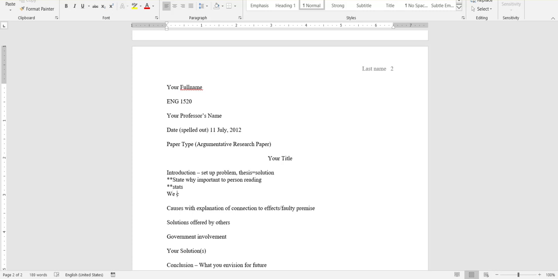So we can solve this problem by doing X, Y, and Z. So you're going to specifically state what it is you think we should do to solve the problem, and that's your thesis.